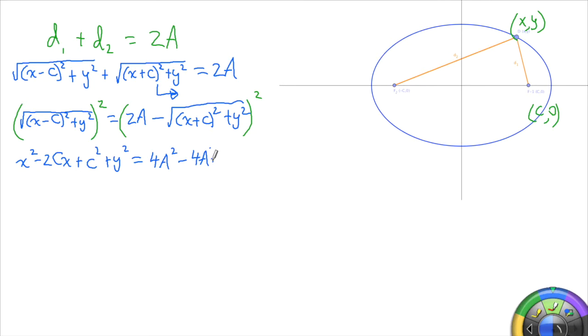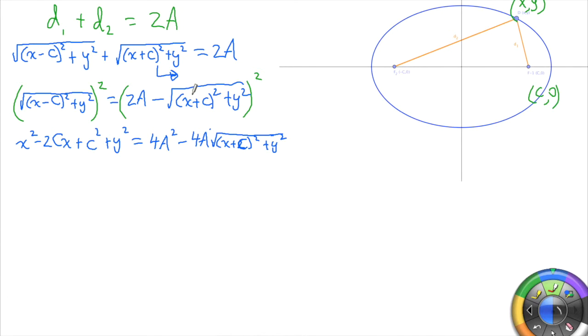square root of x plus c all squared plus y squared. First, outer and inner, and now last. So I'm going to multiply negative square root times negative square root, which will become positive. And when the square root runs into each other with the exact same stuff underneath, it'll disappear. And now I'm going to expand that out. So that's going to become x squared plus 2cx plus c squared plus y squared.